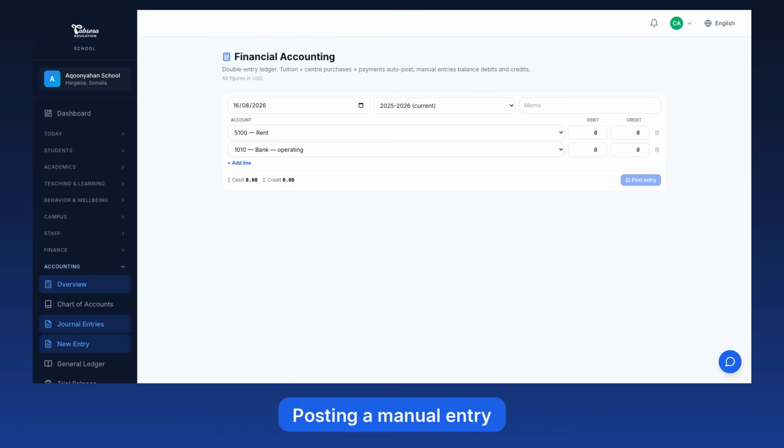The rule the ledger will not let you break is that debits must equal credits, so a rent payment is 2 lines, rent expense debited, bank credited, and post-entry stays refused until they balance. This is the tool for the things nothing else generates: an owner's contribution, depreciation, an accrual at year-end, or the correction your accountant asks for. I am not posting this one, because a posted journal moves the books.